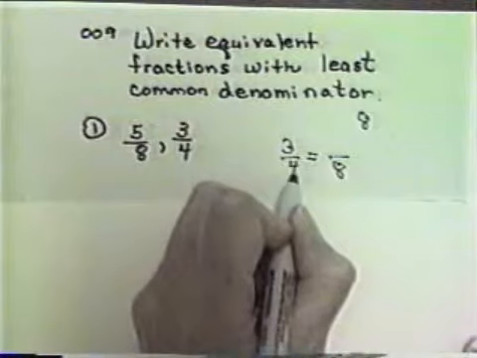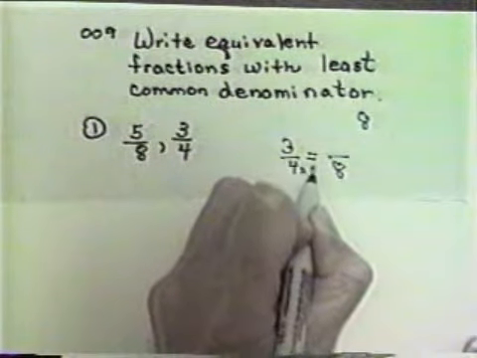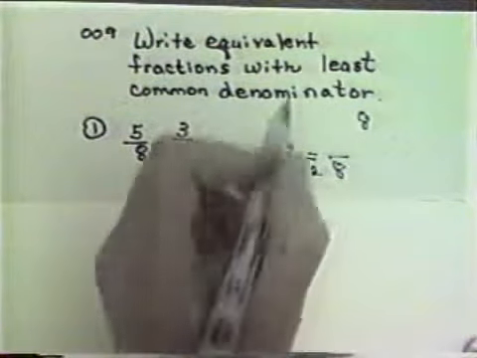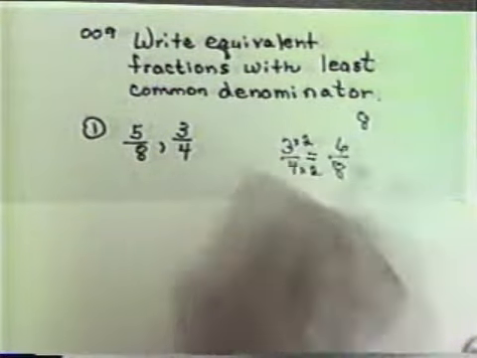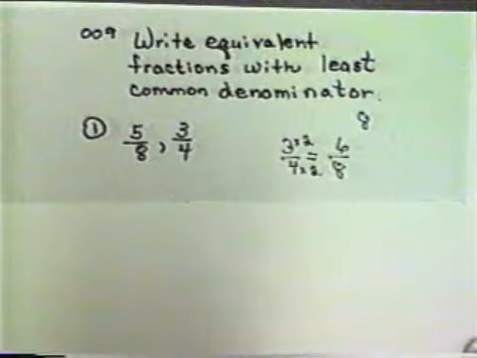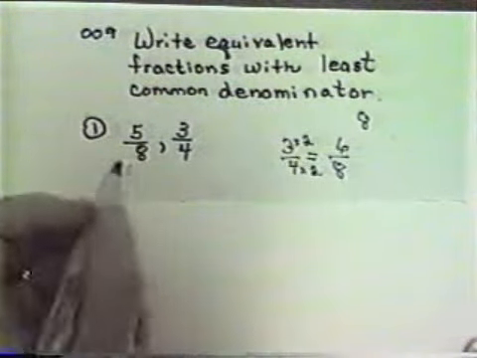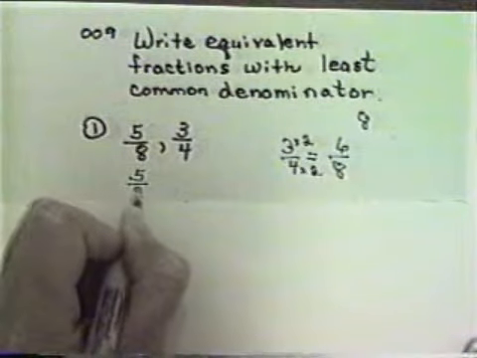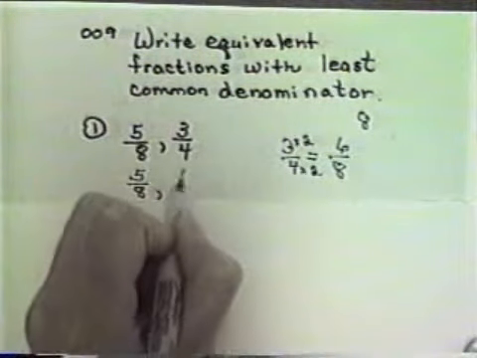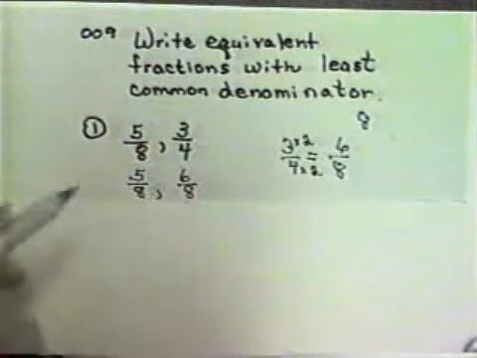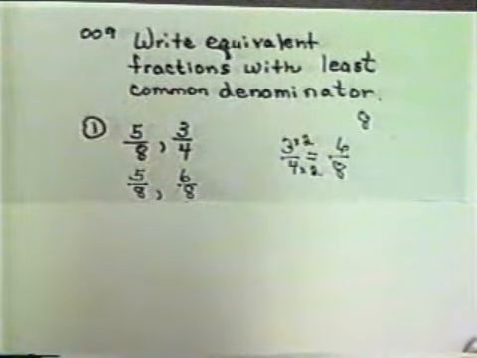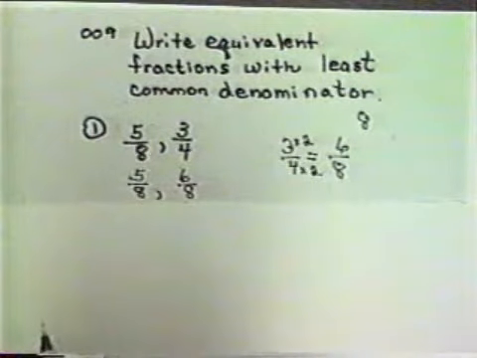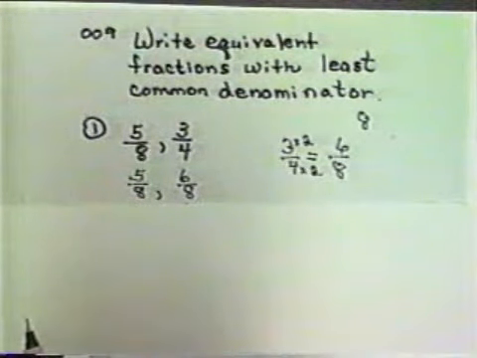We'd say 4 times 2 gives us 8, and 3 times 2 gives us 6. We multiply both parts of 3/4 by 2 to give us 6/8. So 5/8 stays the way it is, and 3/4 turned into 6/8. So we changed both of them to fractions that had the same common denominator, and we got the smallest common denominator that we could find.